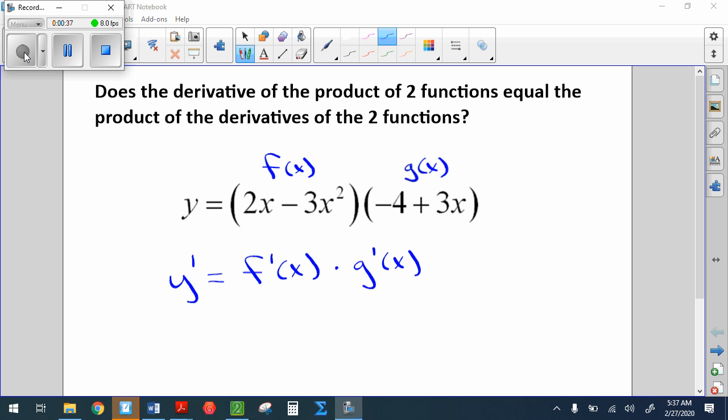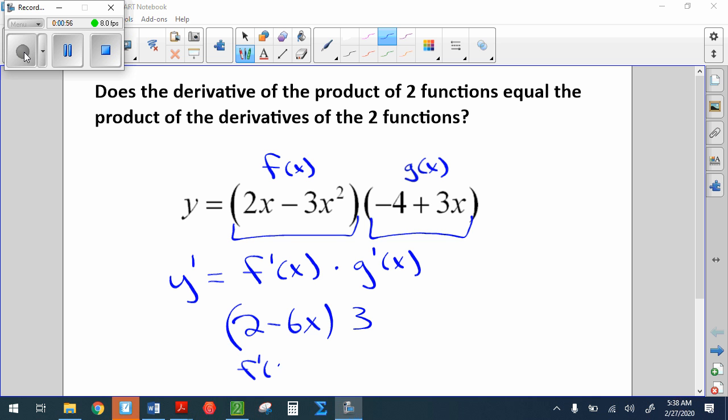So we can find f prime and g prime and work that out. So that's what we're going to do. So f prime, if we just look at f prime, is going to be 2 minus 6x, and then g prime is going to be just 3. So multiplied together, f prime times g prime is going to equal 6 minus 18x.